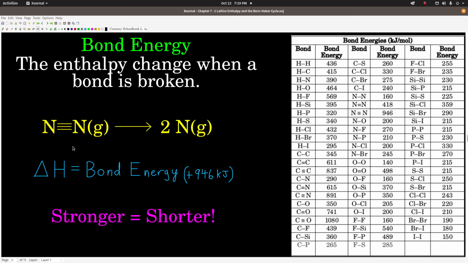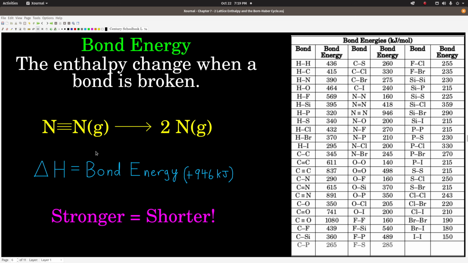Bond energies are always positive, guys, because you always have to put energy in to break a bond. Going in the opposite direction, forming a bond from the atoms, delta H is always negative. It's an exothermic process. Energy is always released, the same amount. If we were to take two nitrogen atoms and form a nitrogen molecule with a triple bond, delta H for that process would be negative 946 kilojoules.